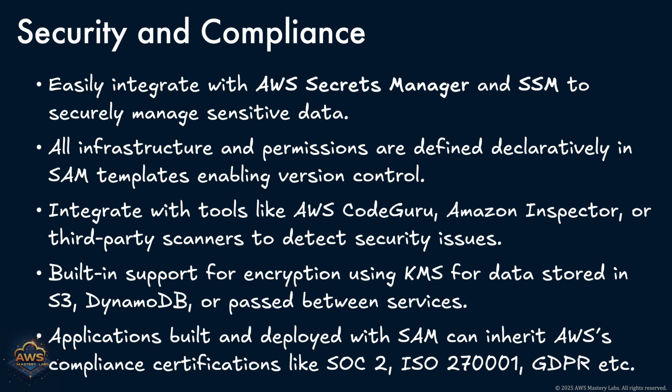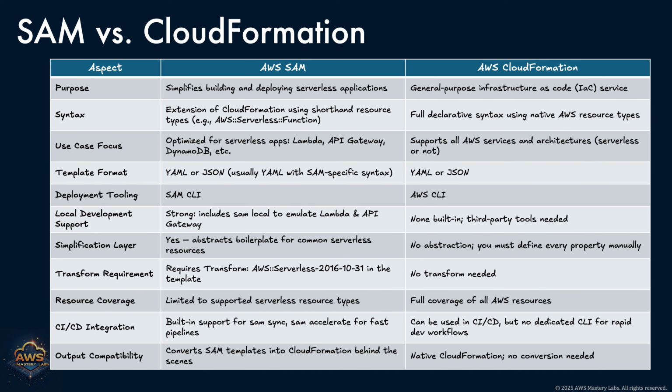With AWS CloudTrail and CloudWatch, you gain full visibility into how your application is behaving and who's accessing it. These services support centralized logging, monitoring, and alerting, all critical for effective security operations and compliance audits. And finally, applications built with SAM can inherit AWS's extensive portfolio of compliance certifications, including SOC 2, ISO 27001, HIPAA, and GDPR.